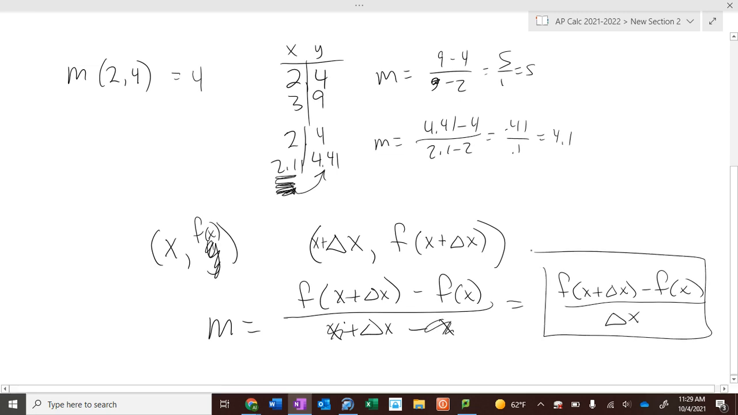And this is our function. If we take the limit as change of x approaches 0 of this function, then we can find the slope of any curve at any time. In college algebra, how many of you took college algebra? This is called the difference quotient.